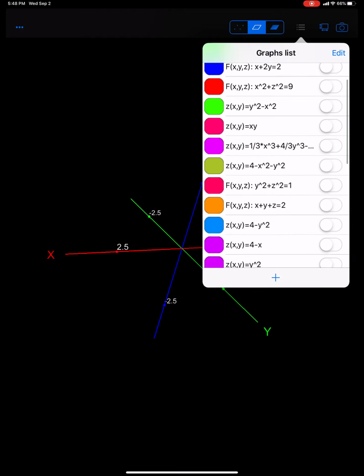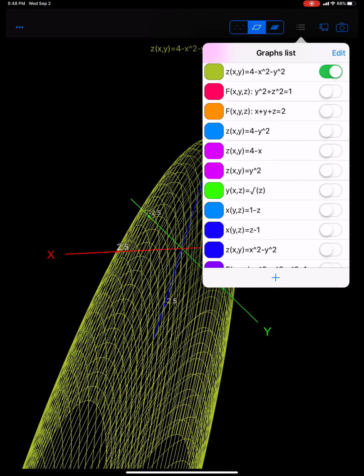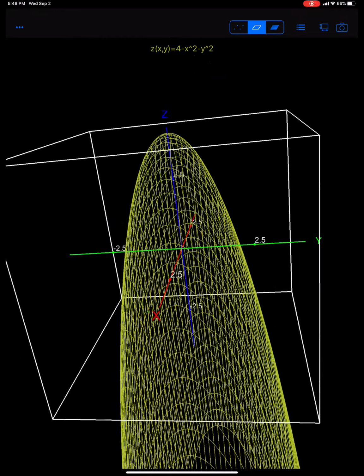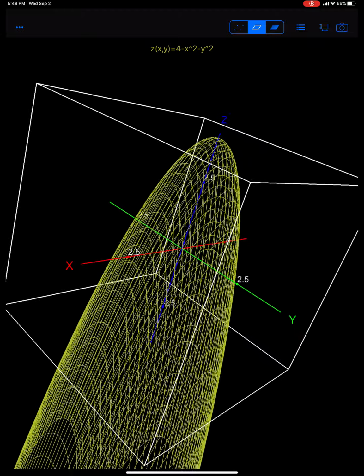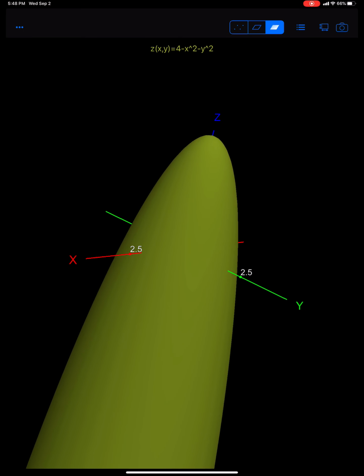Let's see. What's this one going to be? Look at the very top, whatever color that is: 4 minus x squared minus y squared. That should be a paraboloid that opens down, right? Because 4 minus x squared is just a parabola that opens down. 4 minus y squared, again, a parabola that opens down. So there you go. A paraboloid that opens down. I didn't actually show you in the writing. Okay, so that opens down like that.